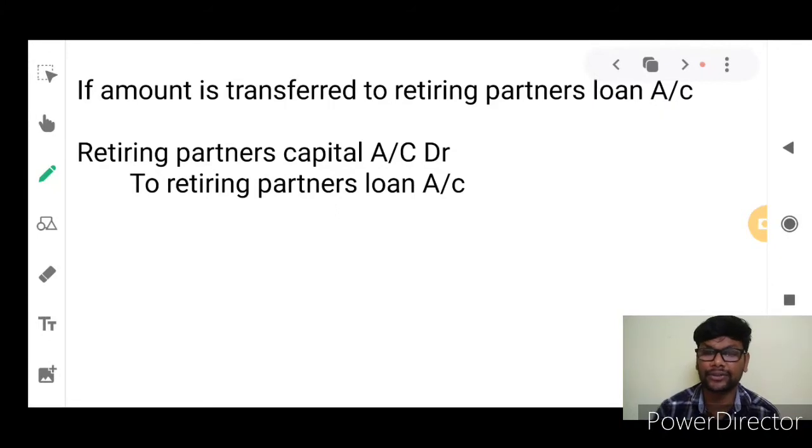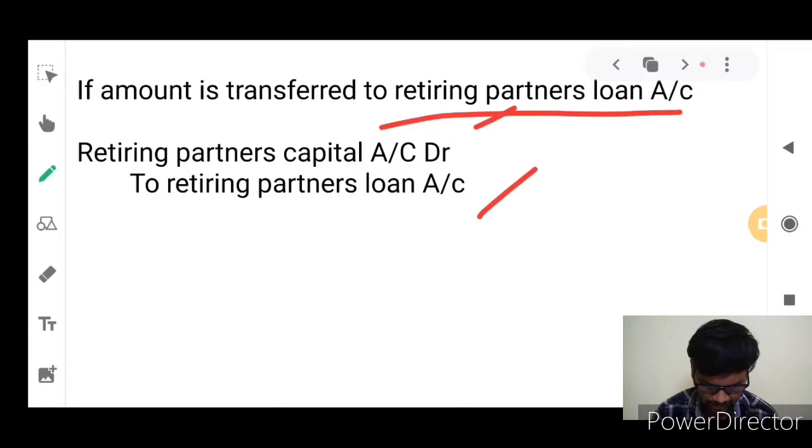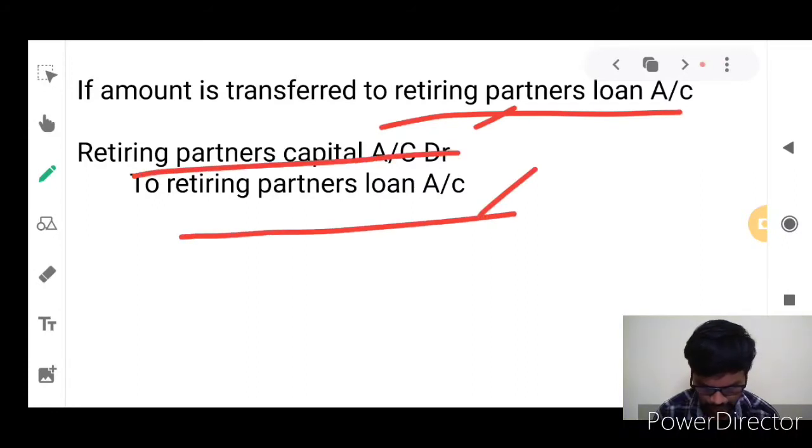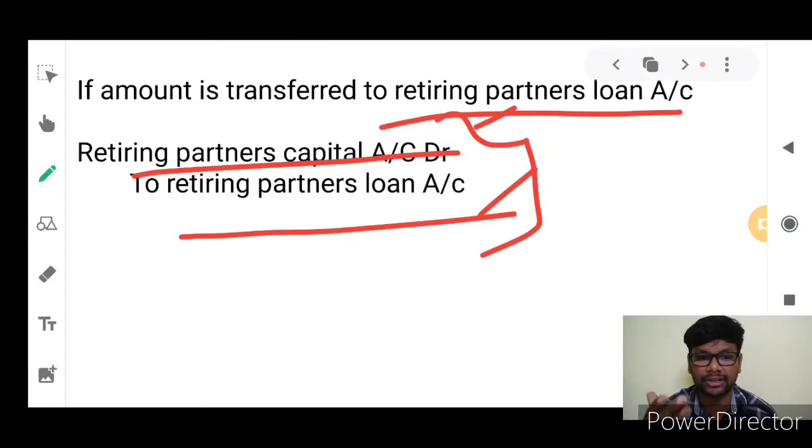If the firm doesn't have sufficient amount to pay the retiring partner, the firm prepares the retiring partner's loan account. In that situation, the retiring partner's capital account should be transferred to the retiring partner's loan account. You know about it. So if the amount is transferred to the retiring partner's loan account, what is the journal entry? Retiring partner's capital account should be debited and retiring partner's loan account should be credited. Look at this: retiring partner's capital account debtor to retiring partner's loan account, isn't it? So this is the journal entry when the firm is preparing on installment basis, when the entire money is transferred to the loan account.